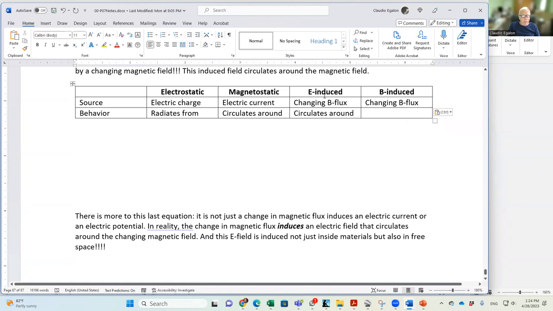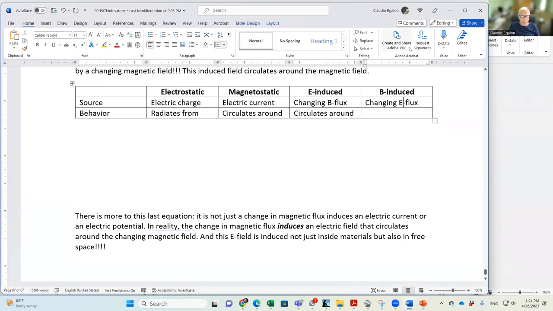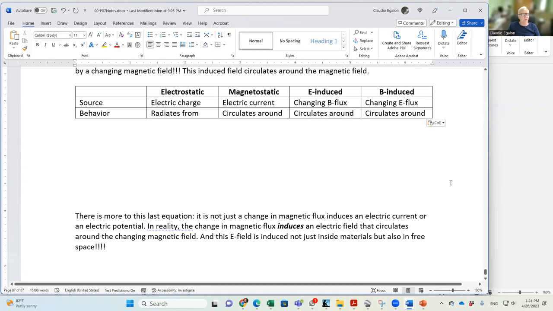If the induced electric field happens whenever you generate a changing magnetic flux, an induced magnetic field is going to be exactly the opposite. It's going to have a source that's going to be a changing electric flux. And in this case as well, you are going to have an induced field that circulates around the source. Behavior. So you have one field that radiates from the source and three fields that circulate around the source.